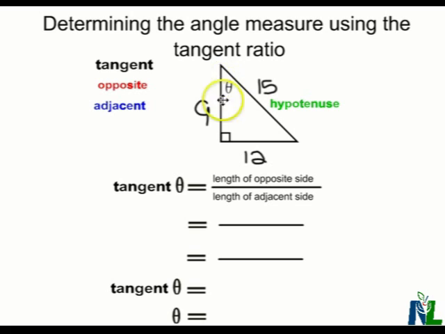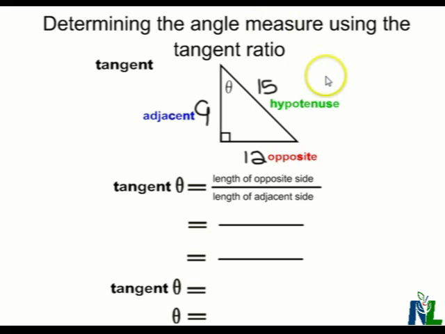And remember, if the angle theta is at the very top, directly opposite to that is the opposite side, so the 12. And the only side left is the adjacent side, which is 9.